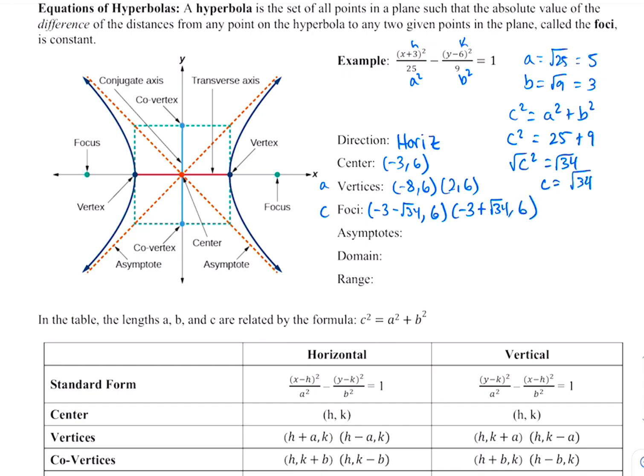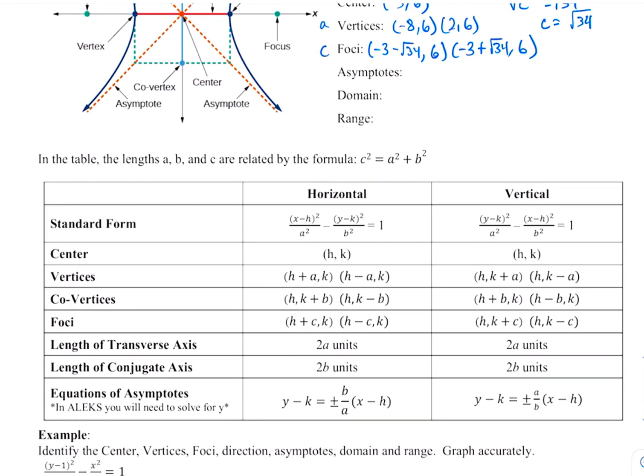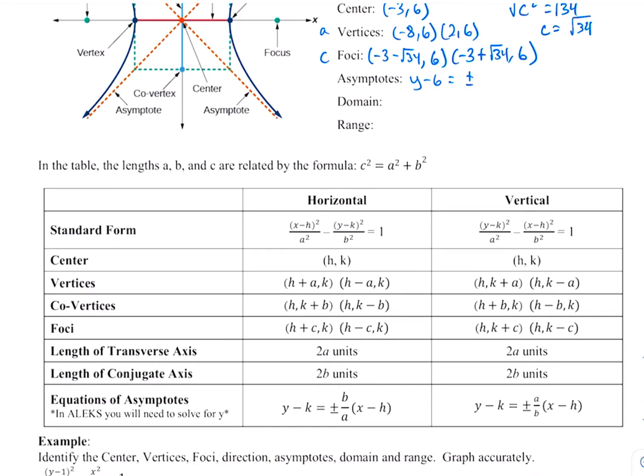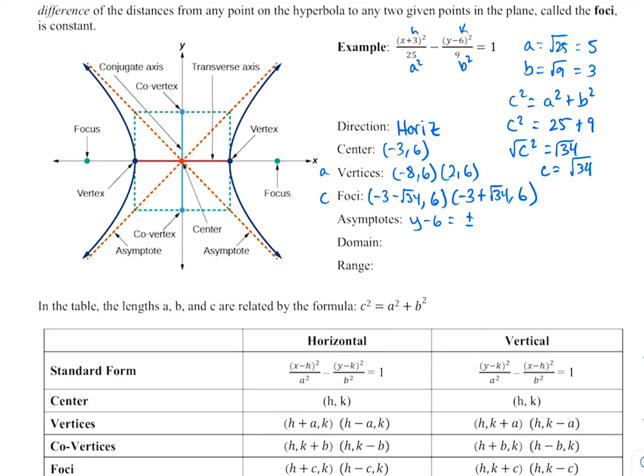Okay. And then for the asymptotes, I'm just plugging my numbers into this formula right here, and I know I have to use this one because I'm dealing with that horizontal hyperbola. Okay, so I will have y minus k, which is 6, equals plus or minus, and then this is b over a, so that means I'm taking 3 over 5, and then parenthesis x minus h. And since I am subtracting, it'll have to be a plus inside, so it'll be plus 3.